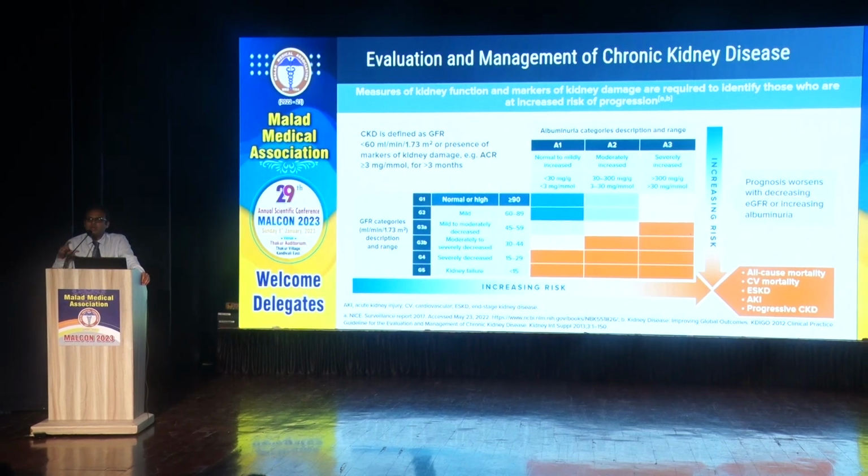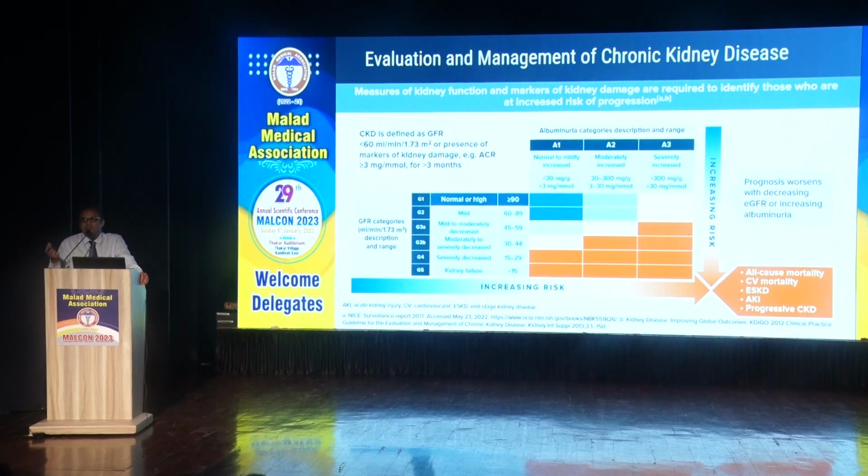That's why we need to check the albumin creatinine ratio, say every 6 months to annually in the early stage of CKD, and possibly more frequently once the CKD stage advances. So that's where we need to think in terms of GFR as well as the albumin creatinine ratio.